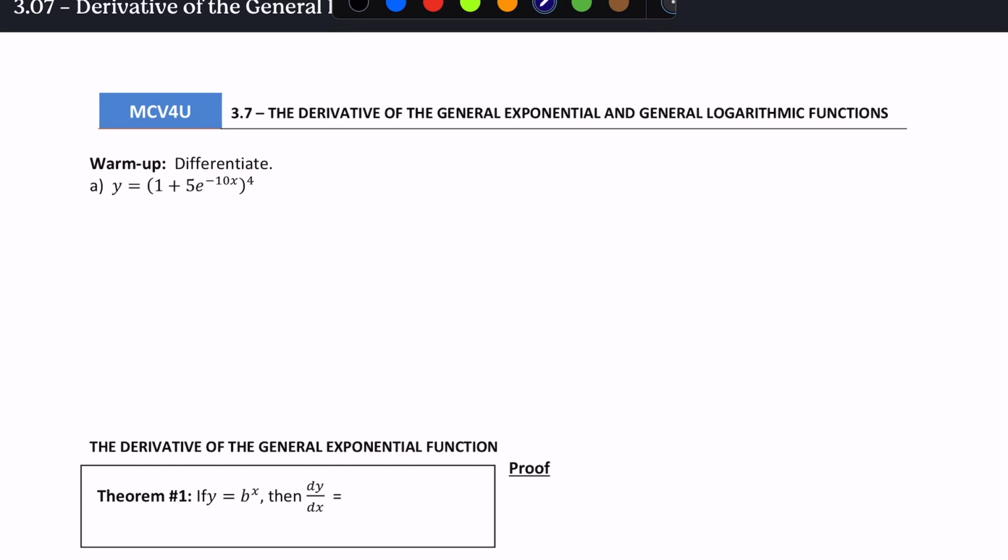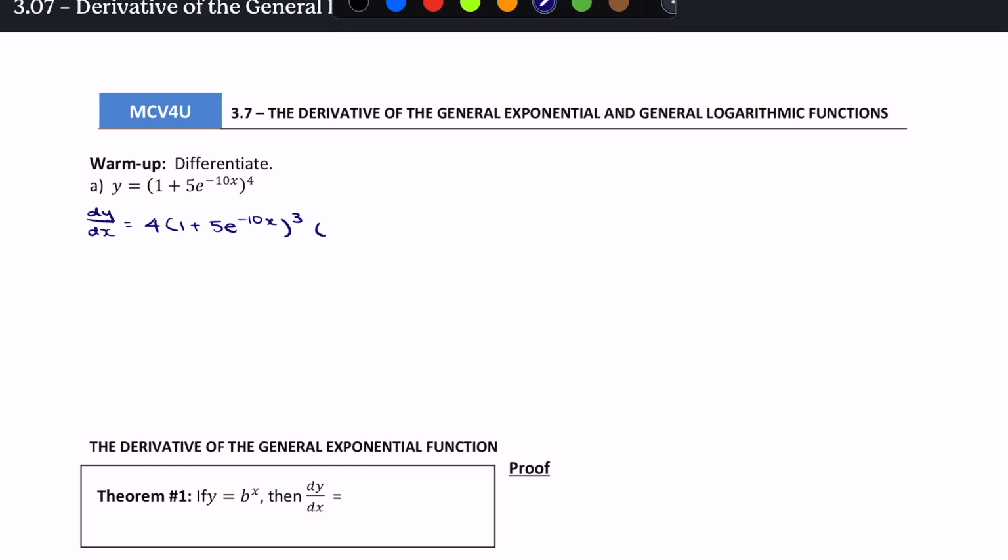So in terms of this warm-up question, it says to differentiate y is equal to (1 plus 5e to the power of negative 10x) to the power of 4. So here, dy over dx, we'll do the outside and then we'll derive the inside. So deriving the outside, we'll bring the 4 down with (1 plus 5e to the negative 10x) to the power of 3. Derive everything that's on the inside.